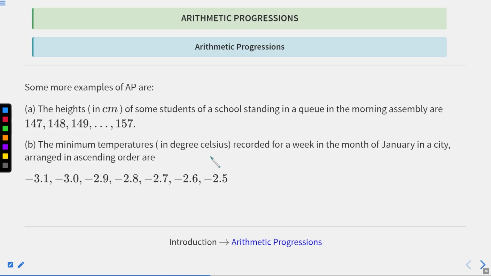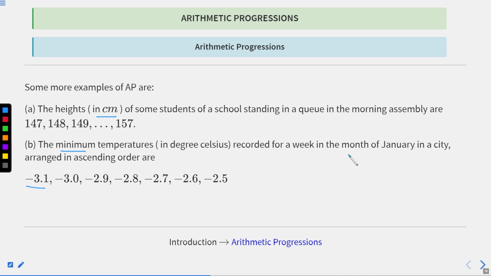Now we'll discuss some examples of AP. First, the heights in centimeters of some students of a school standing in a queue in the morning assembly are 147, 148, 149, ..., 157. In the second one, about minimum temperatures: the minimum temperatures in degrees Celsius recorded for a week in the month of January in a city, arranged in ascending order, are minus 3.1, minus 3.0, minus 2.9, minus 2.8, minus 2.7, minus 2.6, minus 2.5.